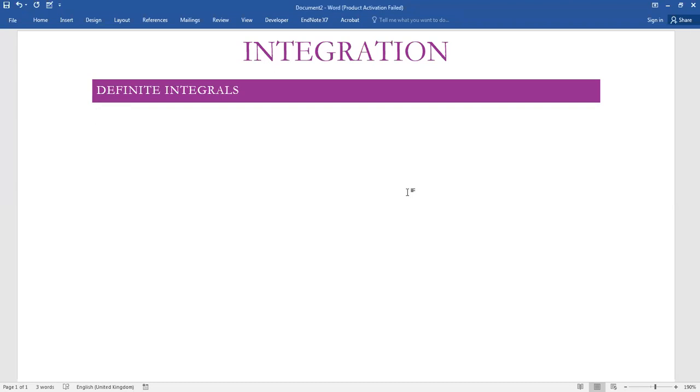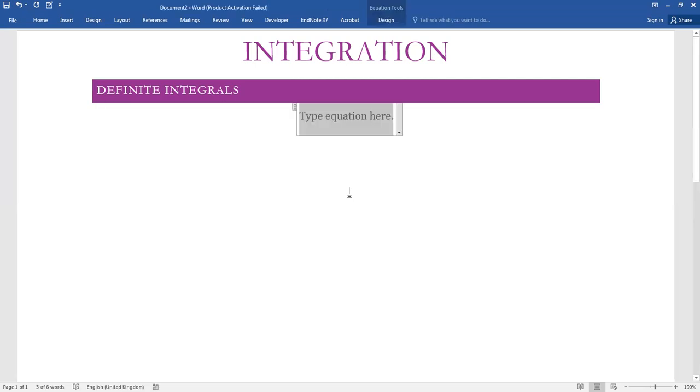Today we'll learn about definite integrals: what they are, how to write them, how to evaluate them, and how to use them. We'll do the applications later on. The first and foremost thing: what are definite integrals, and how do we write them?